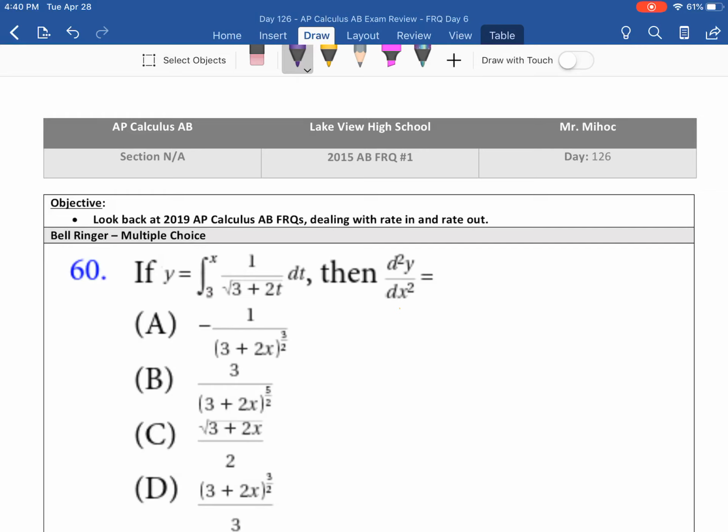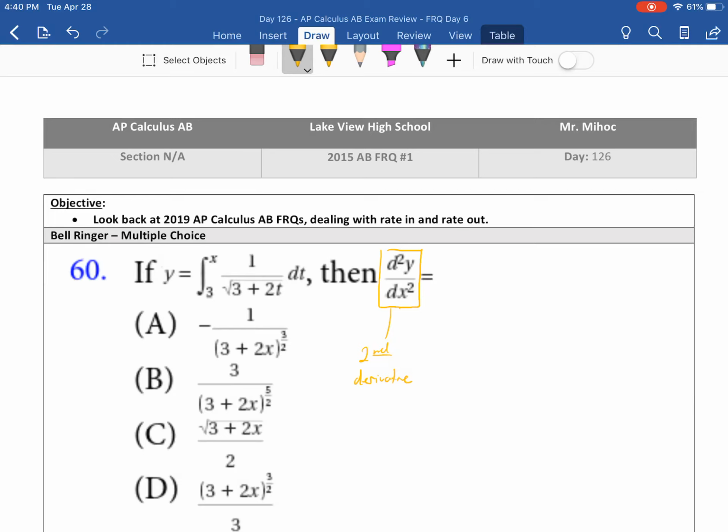So if y equals the integral from 3 to x of 1 over the quantity radical 3 plus 2t dt, then d squared y over dx squared is equal to... All right. So hopefully, when you see this, you think of the derivative, and even more specifically, the second derivative, right? Normally, whenever we talk about the first derivative, we look at dy over dx. But since this is d squared y over dx squared, this is the notation we look at to determine the second derivative. So this is basically just asking us to find the second derivative of this y equals equation.